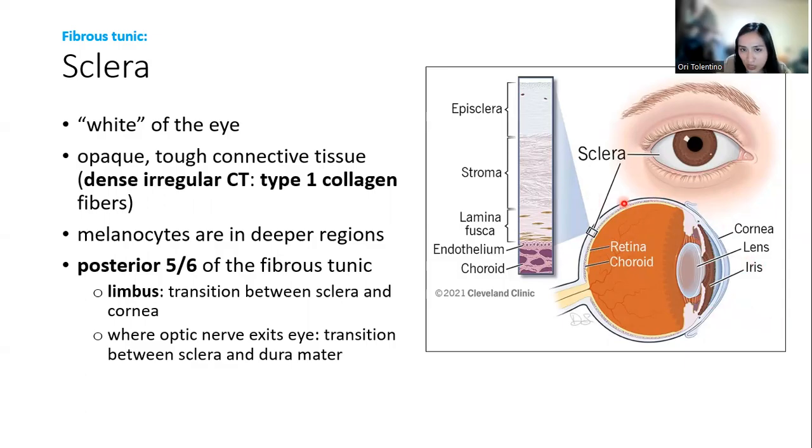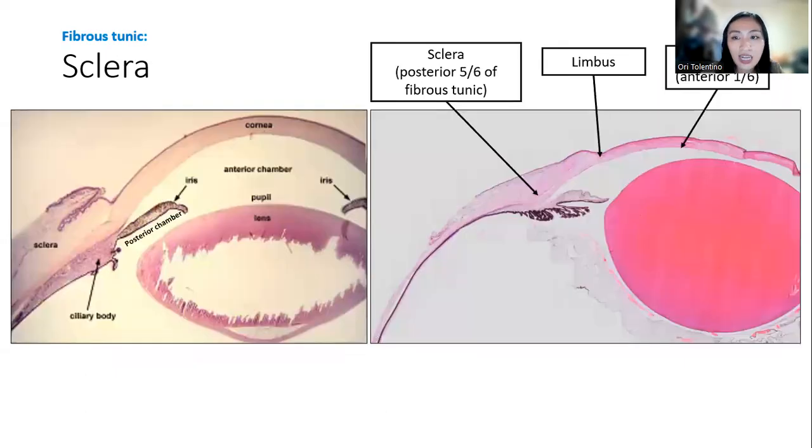And the junction between the sclera and the cornea is called your limbus. Okay? And also at the back of the eye, where the optic nerve exits, we also have a transition between the sclera, the connective tissue of your eyeball, and the dura mater at the back, which is the connective tissue of the brain.